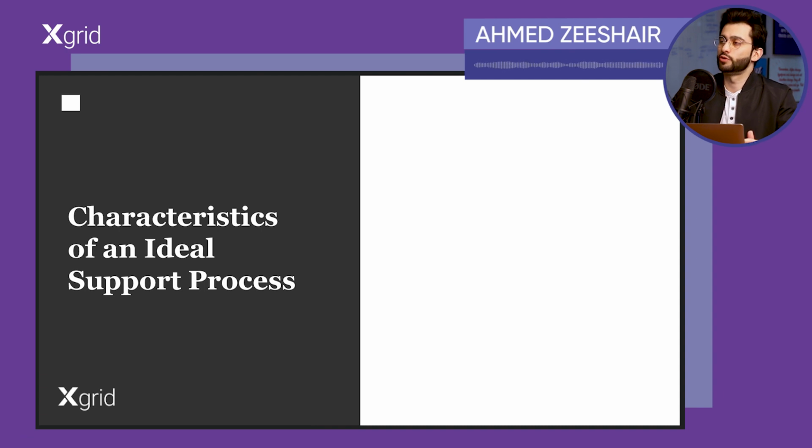Right. So if I may ask you, what are the characteristics of an ideal support process? So starting off with the important characteristics of an ideal support process, great customer service starts with respect for customers. During each and every customer interaction, it is important to remember that each customer is a person and not a ticket, and to treat them accordingly. Simple ways to do this include using the customer's name, thanking them for their patience, and keeping your emotions in check even if the customer starts to get worked up.